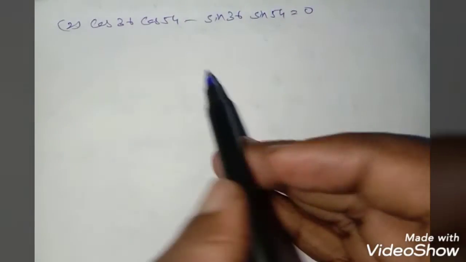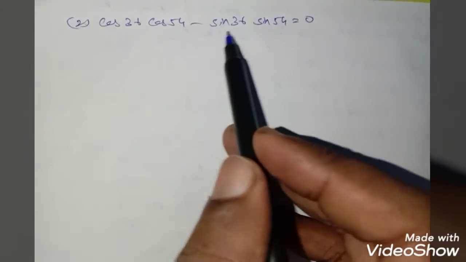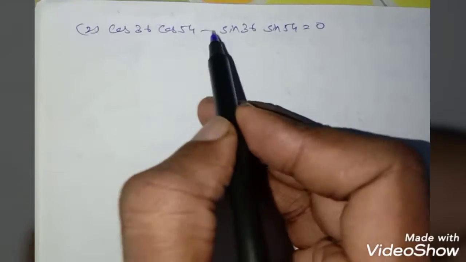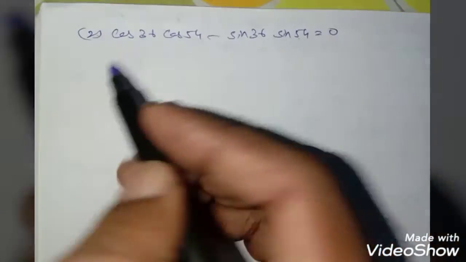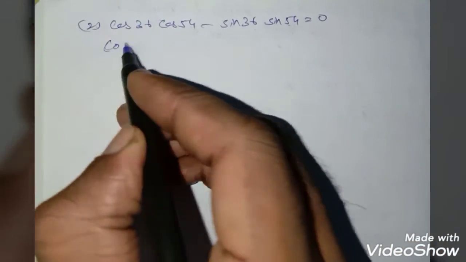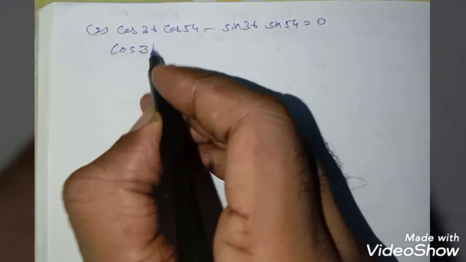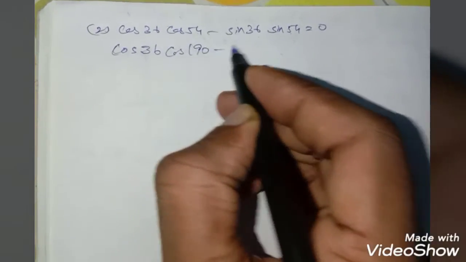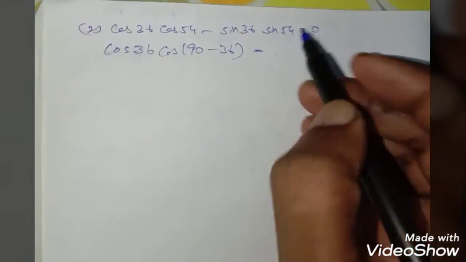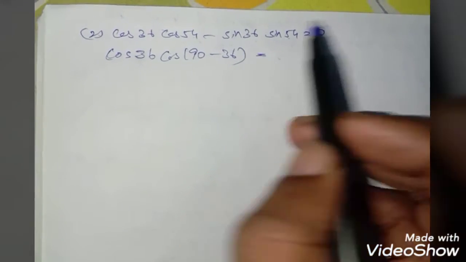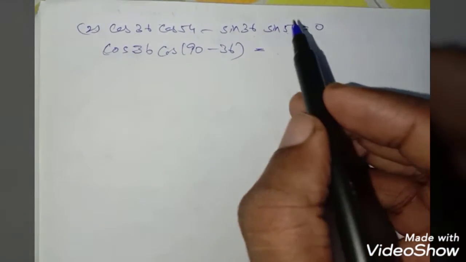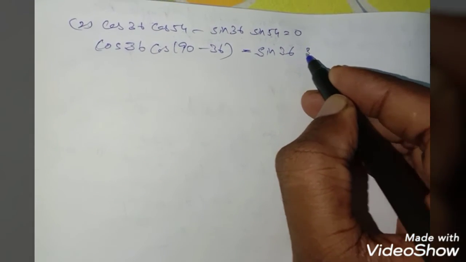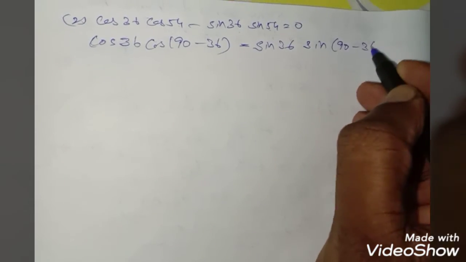Right? Okay, so the next question is cos 36 cos 54 minus sin 36 sin 54 equal to 0. Now here, 36 plus 54 is 90. So I can convert in terms of complementary angles, that is cos 36. This cos I can write in terms of sin, that is cos (90 minus 36), which is 54. So minus, I am writing this sin in terms of cos. Here the sin 54 I can write as sin (90 minus 36), right?